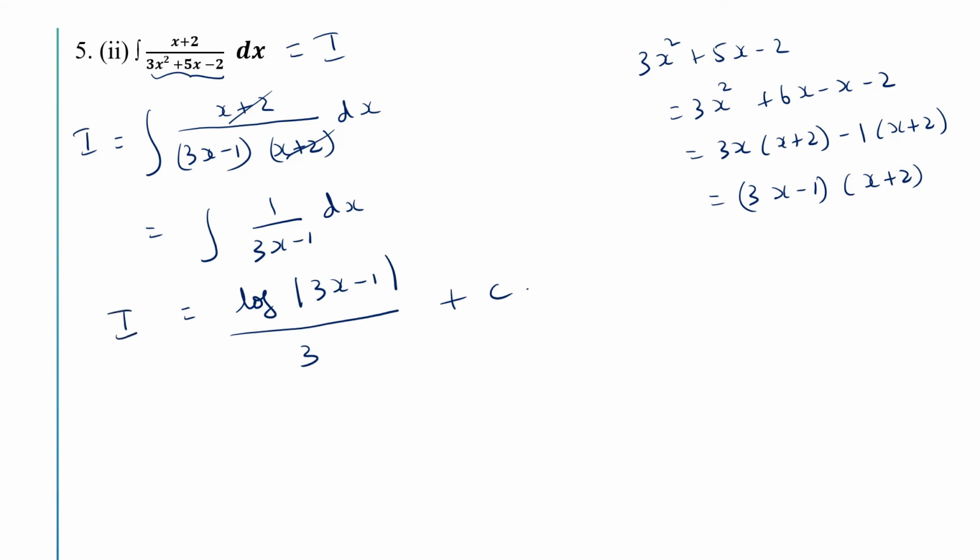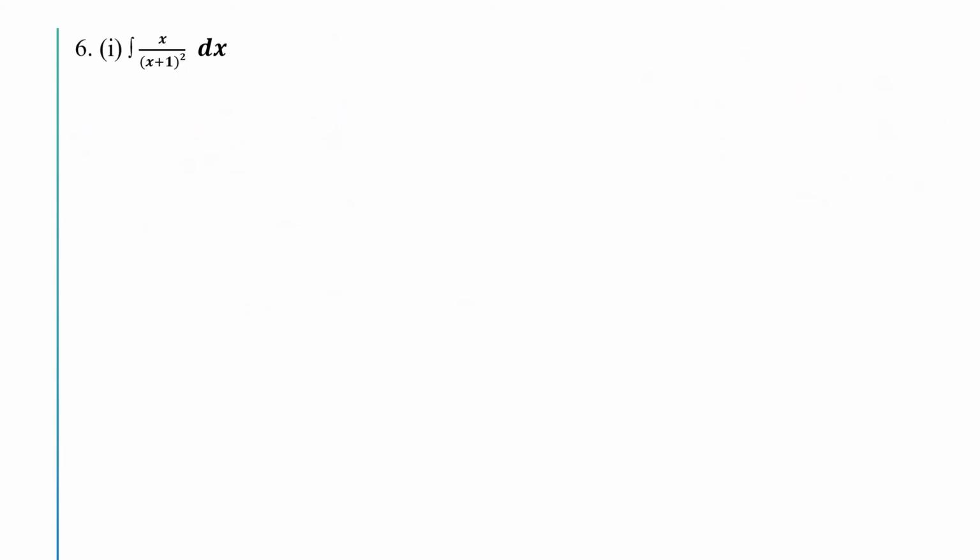So this is the answer. The next one is integral x by x plus 1 the whole square into dx. Let us take this as I. Here again we cannot find the answer directly. So what we can do? Adding and subtracting 1 in the numerator, divided by x plus 1 the whole square into dx.